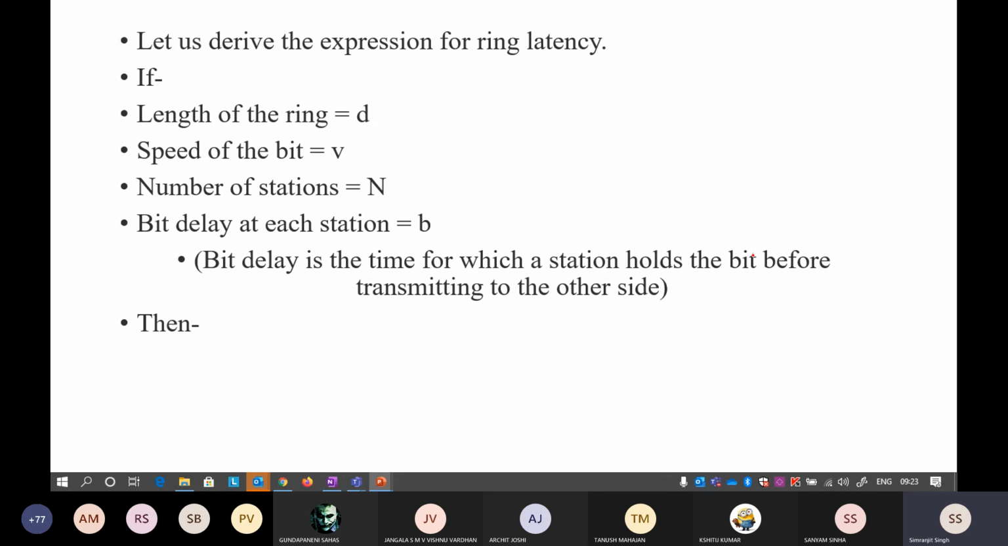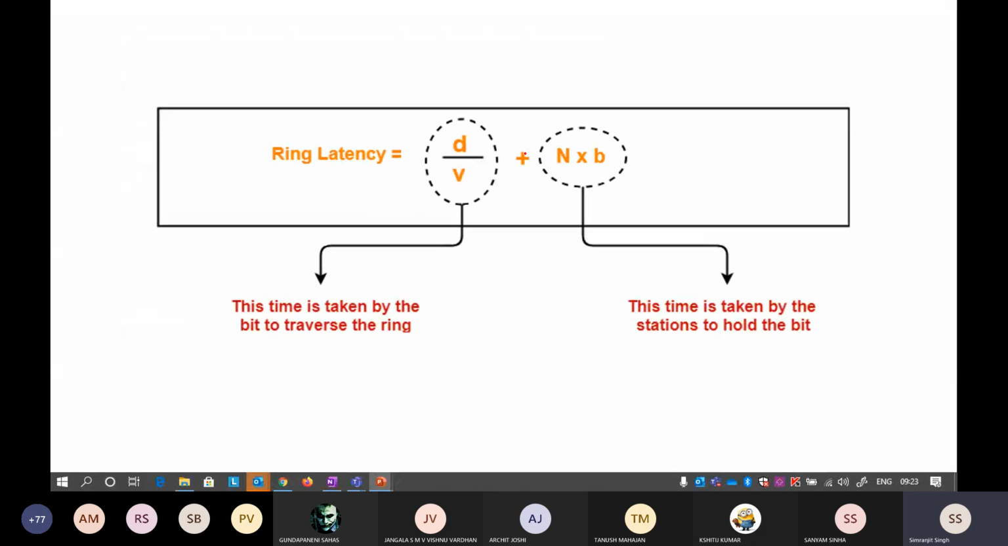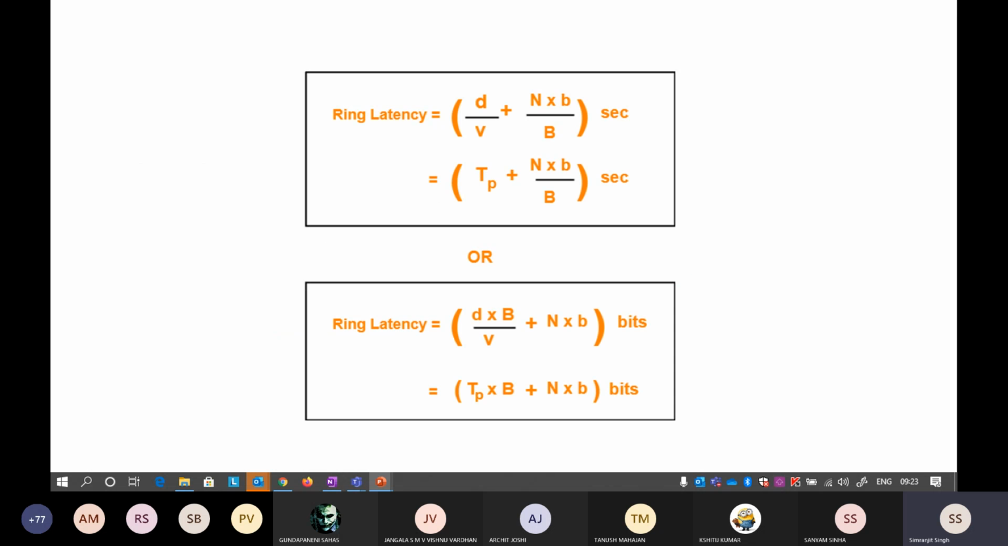If I show you the term here, the ring latency is given by d by v plus n by b. Here d by v is your propagation delay, and n by b is the time taken by every station to hold the bit. So the ring latency is given in two terms. You have to convert this particular thing into seconds. For seconds the formula is this one, and for bits the formula is like this one.